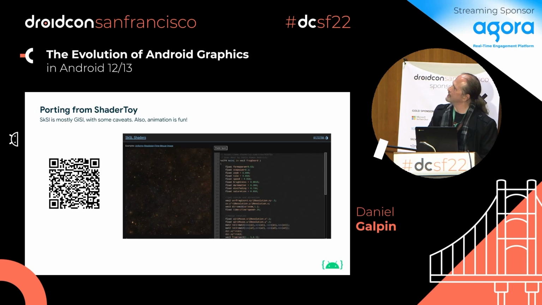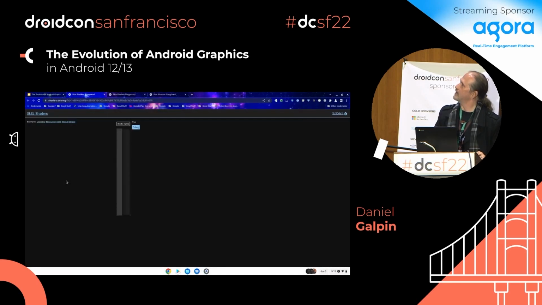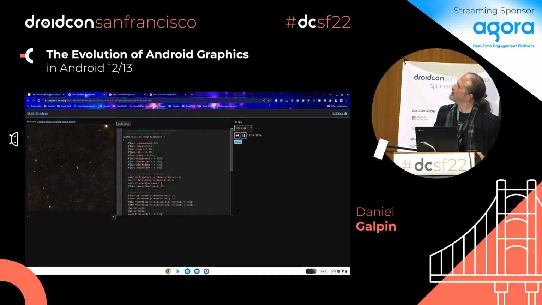And again, you can port a lot of stuff from ShaderToy. You can't port everything. Some of them are just ludicrously complicated, and a lot of them require OpenGL shading languages beyond what we do support in SKSL, but just to show you kind of what this looks like. Here you see you've got this really cool star field, and you can see on my Chromebook I'm getting about 37 frames a second with that.